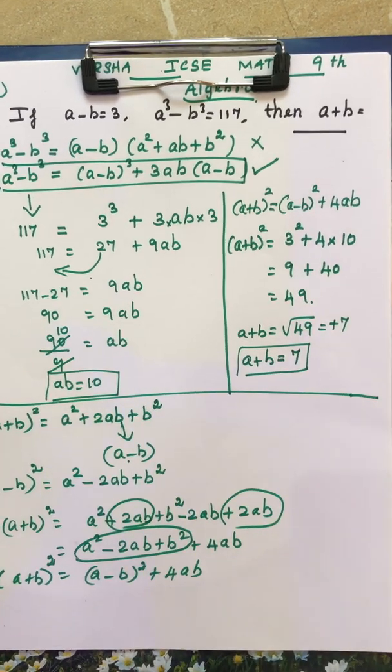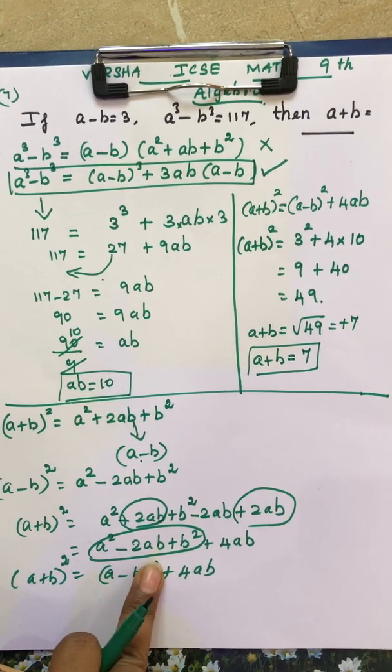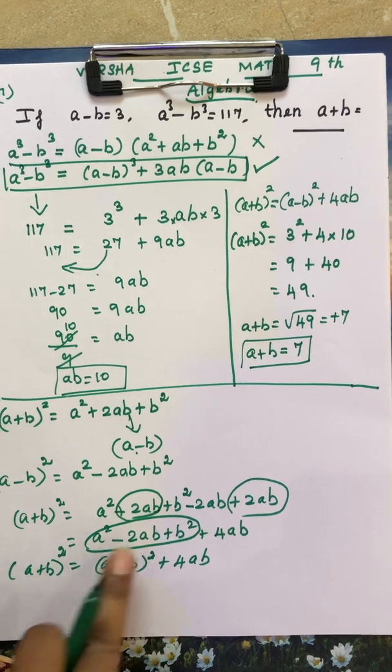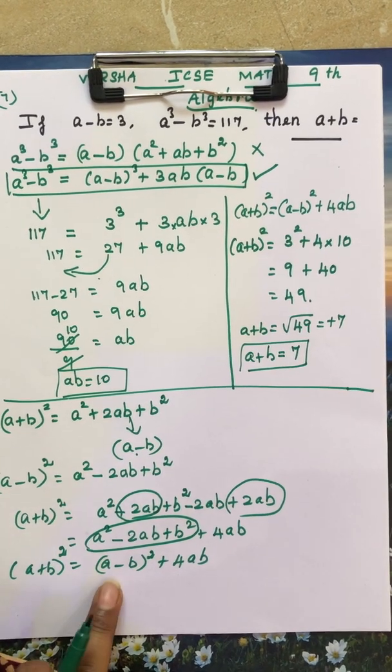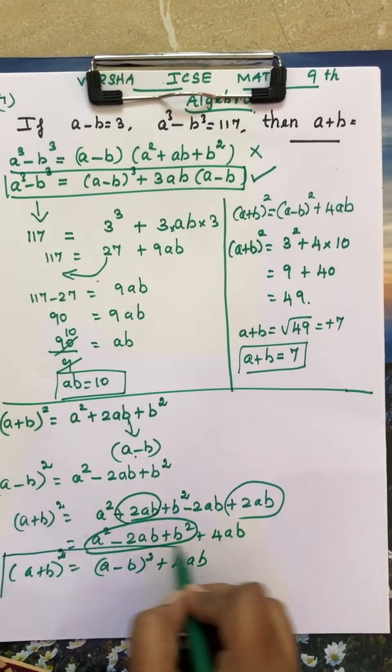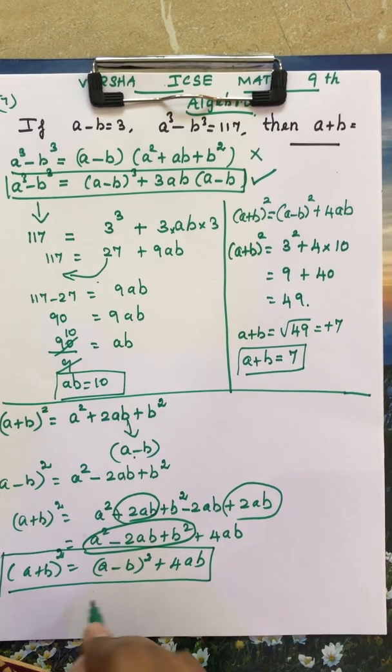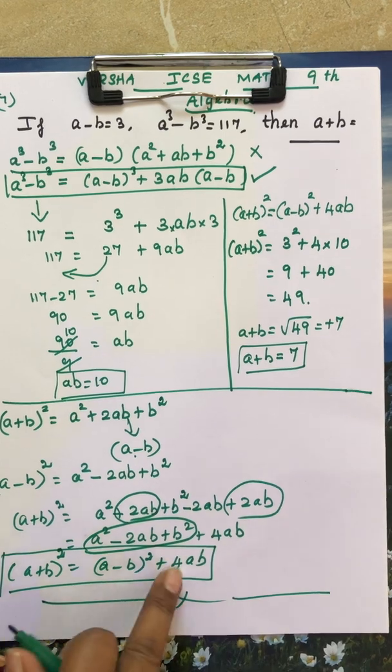Okay, students, do you understand? This is a very interesting sum. You can write a plus b the whole square in terms of a minus b. This is very important. In the next video I will give you the next relationship.